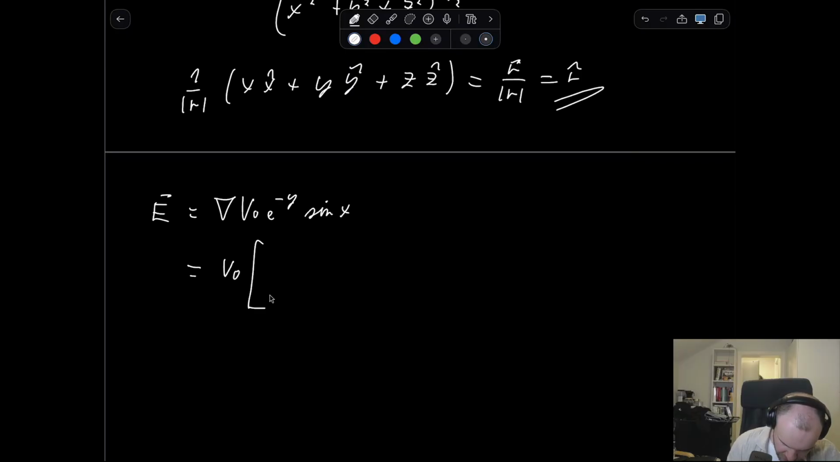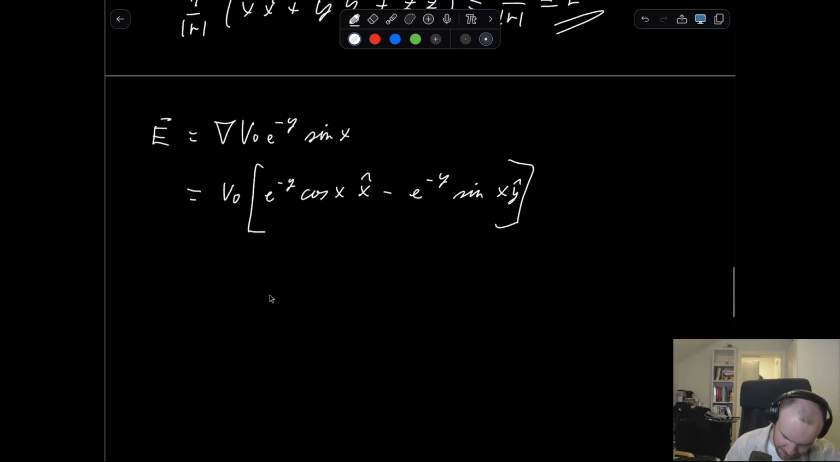So we are just going to do the x part. The e to the -y stays. This is cosine of x, in the x hat direction. Then we get a minus because of that e, so you get minus e to the -y, and then sine x. Very neat. And that's in the y hat direction. Don't forget that.